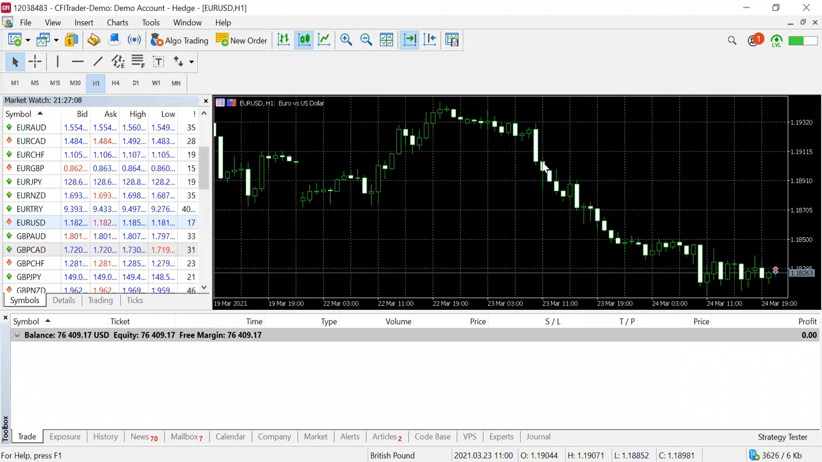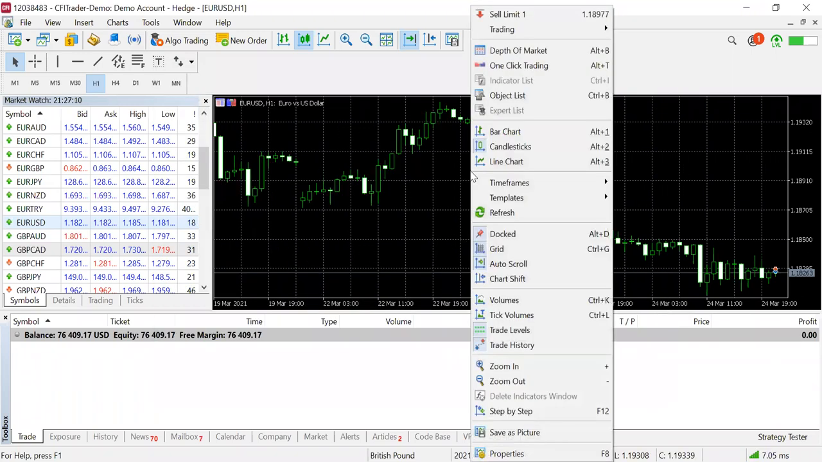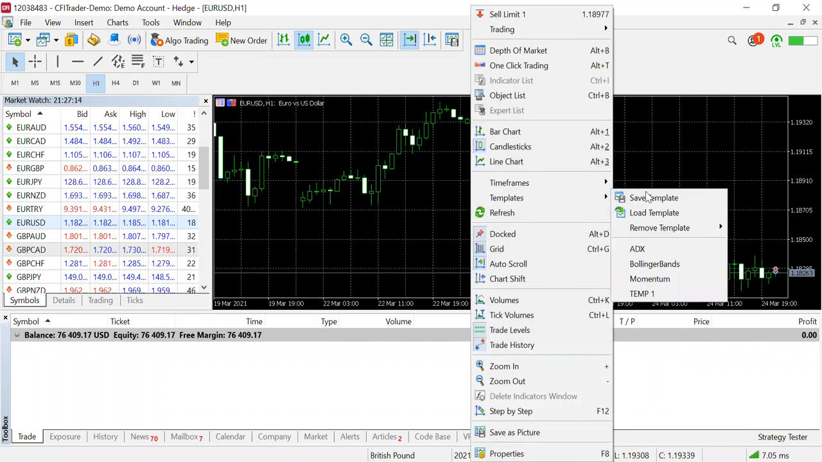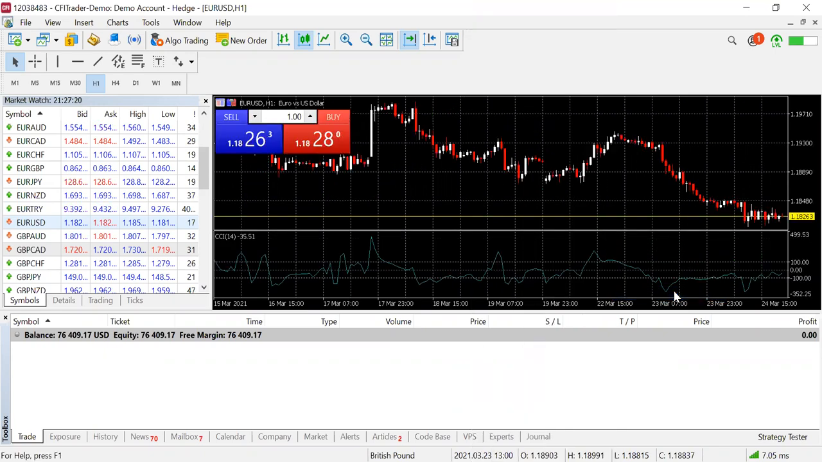And once it's saved, all you have to do is right click again on the chart, and this option that says template, you should see it here. In my case, it's temp one. That's how I named it. And once you click there, it will show the chart as you wanted it.